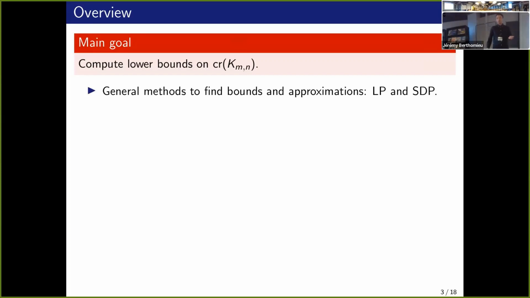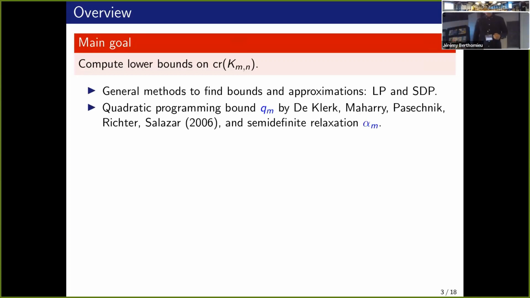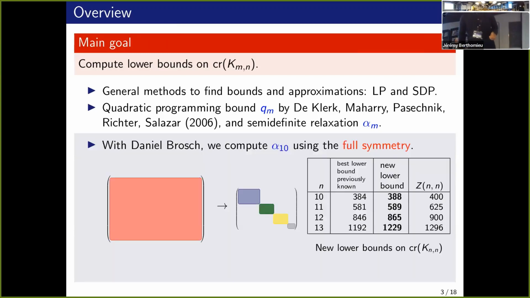Of course we are at POEMA, so we know the general methods to find bounds and approximations: linear programming and semidefinite programming. I will introduce the quadratic programming bound by de Klerk, Maharry, Pasechnik, Richter, and Salazar. And then I will give the semidefinite relaxation, which they also came up with. And then I will speak about our work.